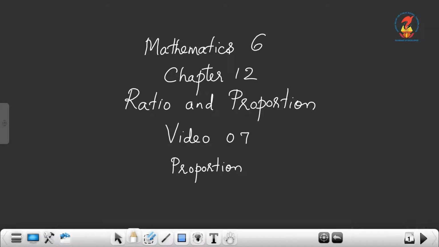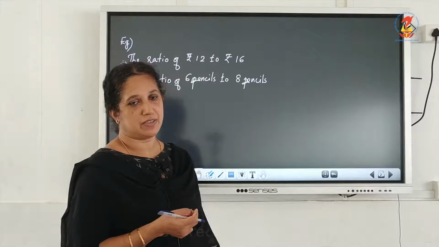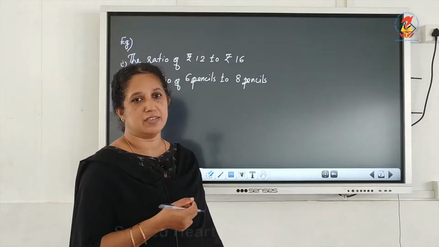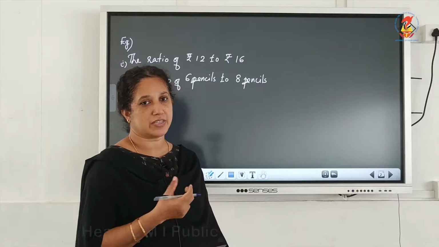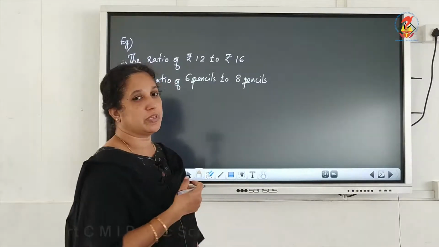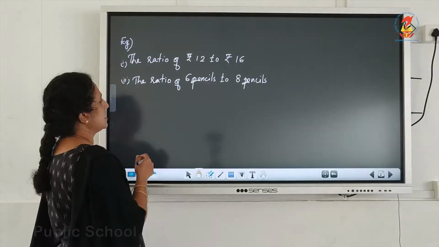Our next topic is proportion. The name of the chapter is ratio and proportion. Ratio we already learned: the comparison of two quantities by division, we can call it a ratio. Now we want to look into what is meant by proportion. Let us consider an example.